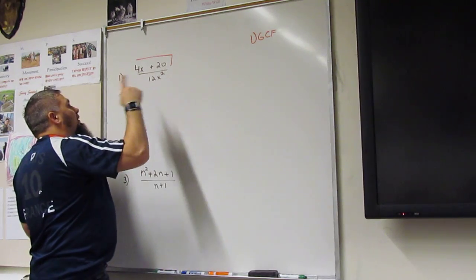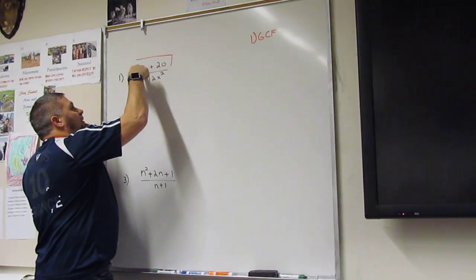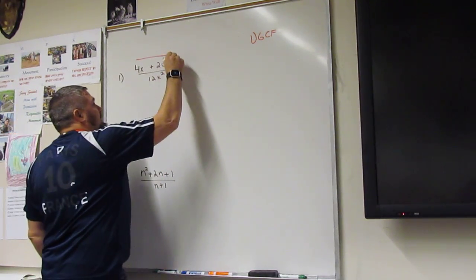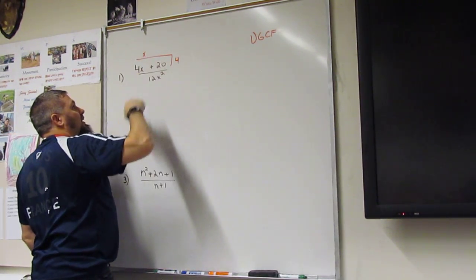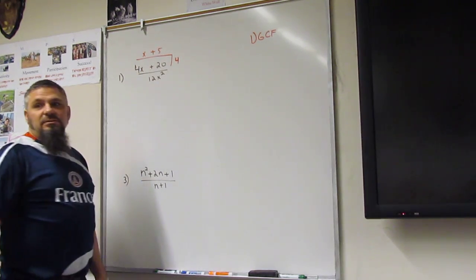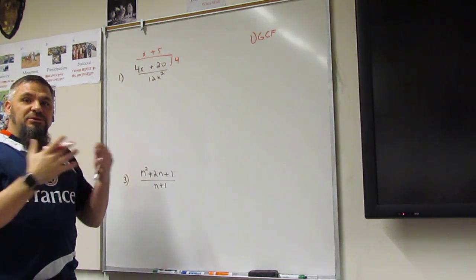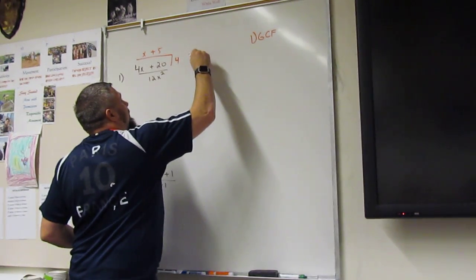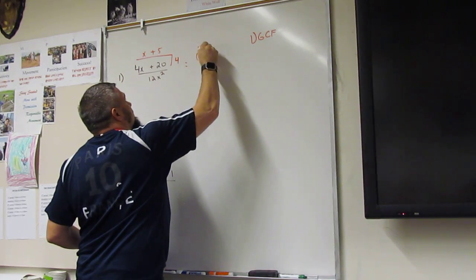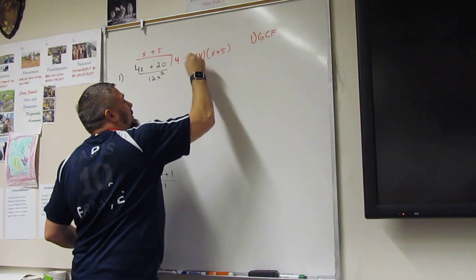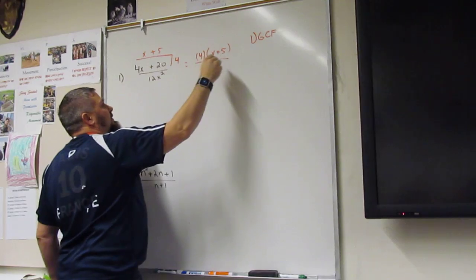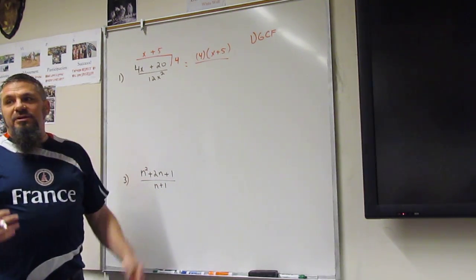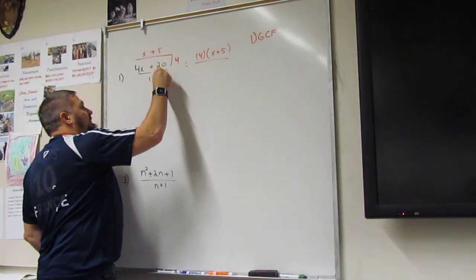Right? And all that means is what goes into 4 and 20? 4. How many times? 5. So 1 and 5, right? So I just broke that up into 2 pieces. I broke that up into 4 times x plus 5. Right? And it's over. Now, you can do one of 2 things here. You could try to take out a 4 here if you wanted.